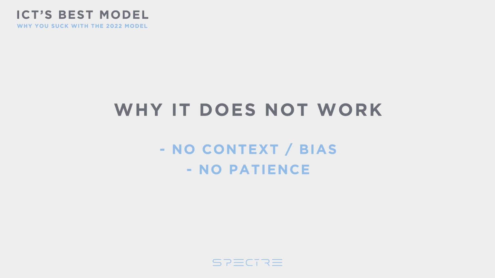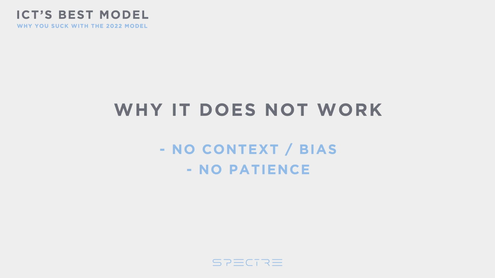So, the main reason that the 2022 model does not work for you is because you are not using it with context or a bias. Many people think the 2022 model is simply just any sweep on liquidity and then a displacement. This is totally incorrect, right? You need to use the model with a bias, otherwise, it is very low probability.